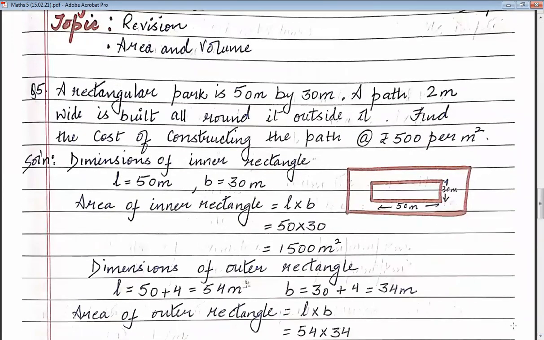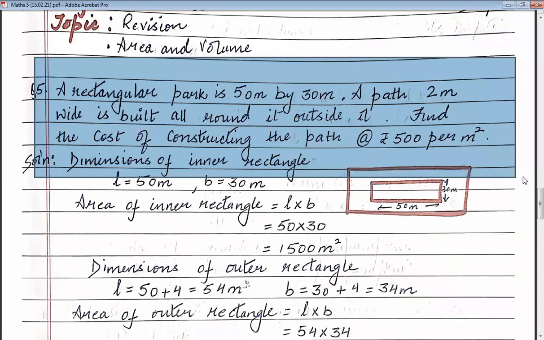Now, children, this is a very important question. Please look carefully. Let's read the question first. A rectangular park is 50 meter by 30 meter. A path 2 meter wide is built all around it outside. Find the cost of constructing the path at the rate of rupees 500 per meter square.